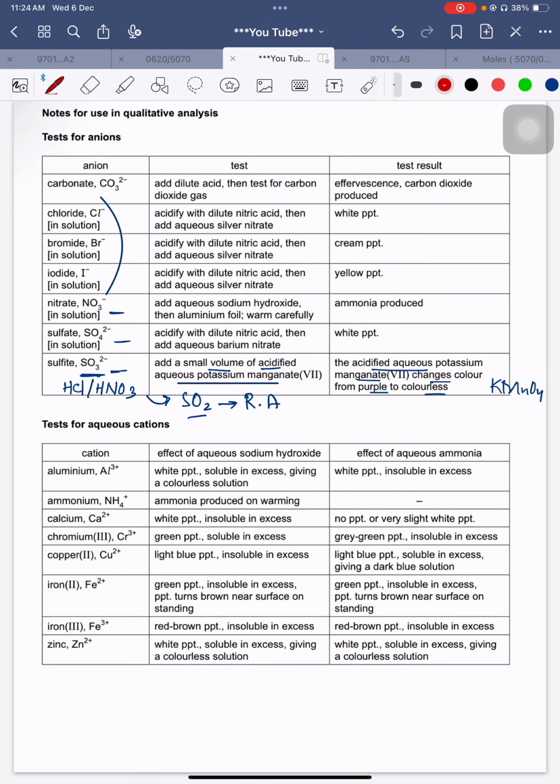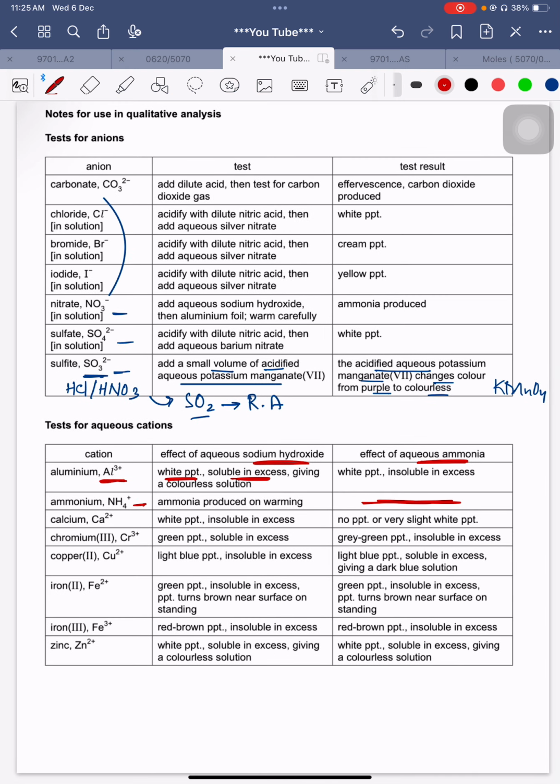So here we are done with the discussion about the anions. Similarly for the cations, you can see that aluminum is there, ammonium is there. Obviously, ammonium cannot be detected with aqueous ammonia. So for aluminum and sodium hydroxide, initially a smaller amount is added and white precipitates are formed, and then excess is added and it gives a colorless solution.